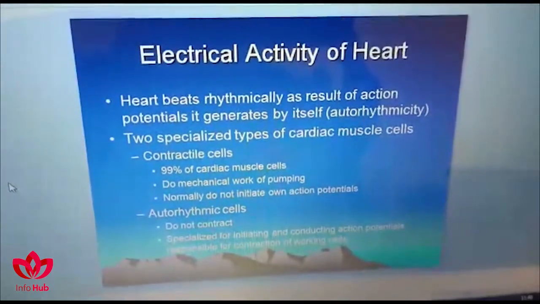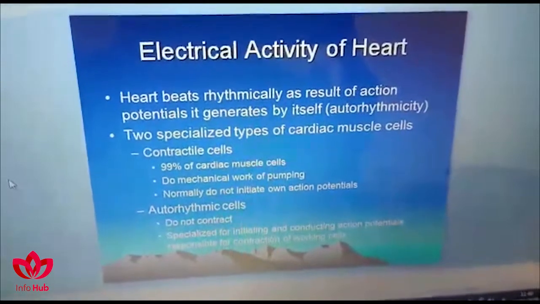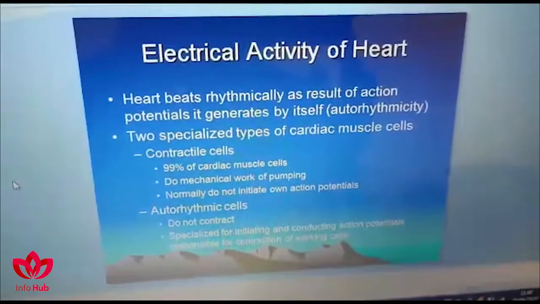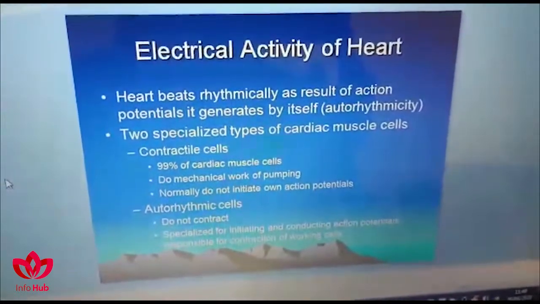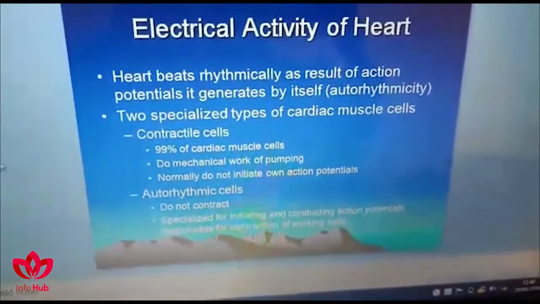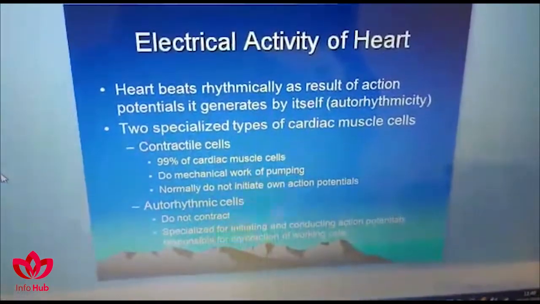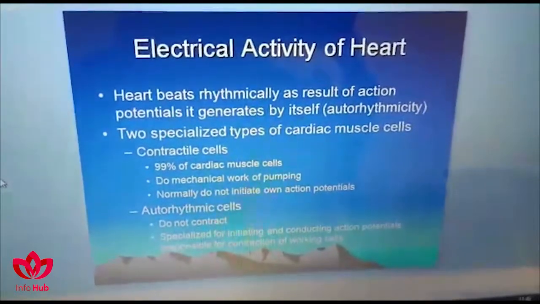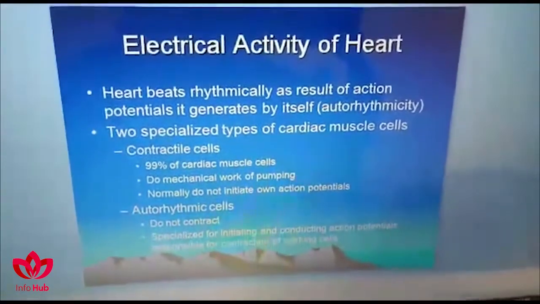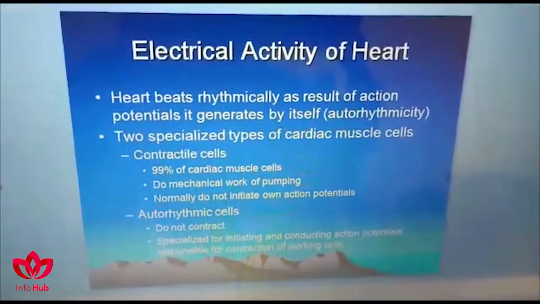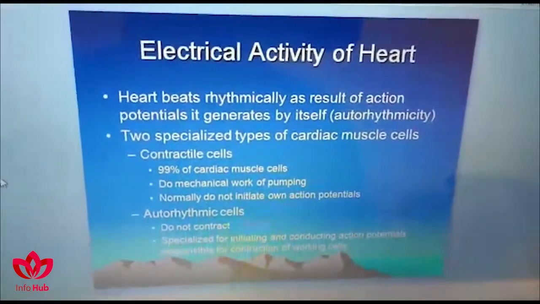One is the contractile cells, which make up 99% of the cardiac muscle and comprise both atrial and ventricular muscles. They do the mechanical work of pumping, and normally they do not initiate their own action potentials. Whereas autorhythmic cells are the cells of the specialized conduction system. They do not contract. They are specialized for initiating and conducting the action potentials, which are responsible for contraction of the working cells.